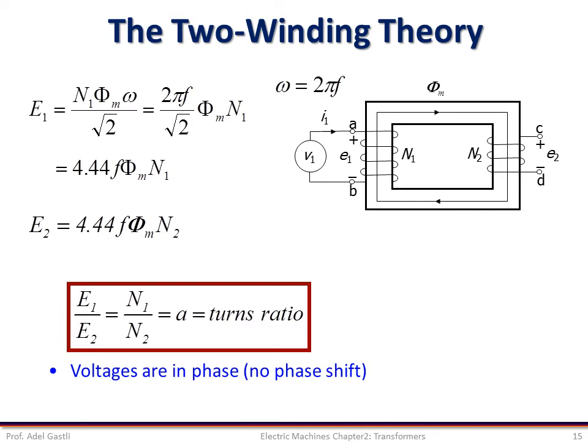In conclusion, we can say that the voltages are in phase, so there is no phase shift between the EMF voltage at the input and the output. And the magnitudes of the voltage vary with the winding turns ratio. So the higher the number of turns, the higher is the corresponding voltage.